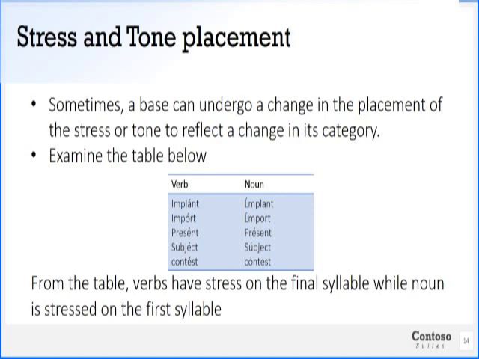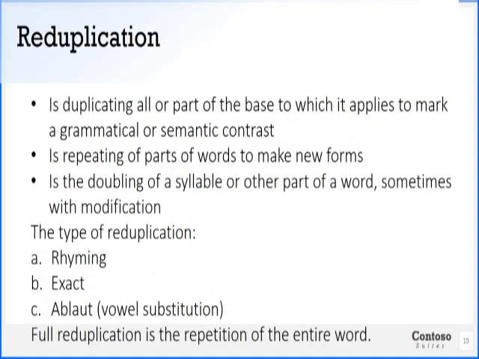And the next process is reduplication. Reduplication is duplicating all part of the base to which it applies to mark a grammatical or semantic contrast. Yeah, it is repeating a part of words to make a new form by doubling the syllable or other part of word, that sometimes with modification.